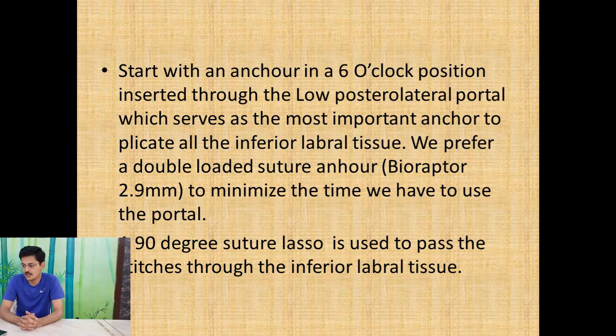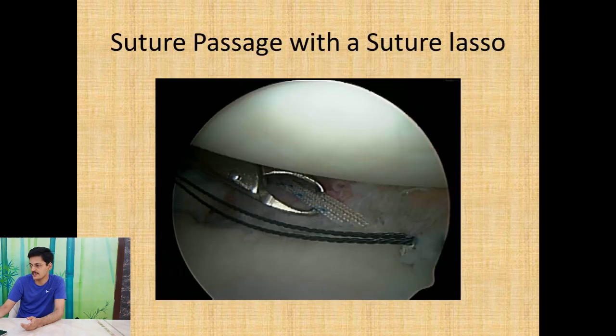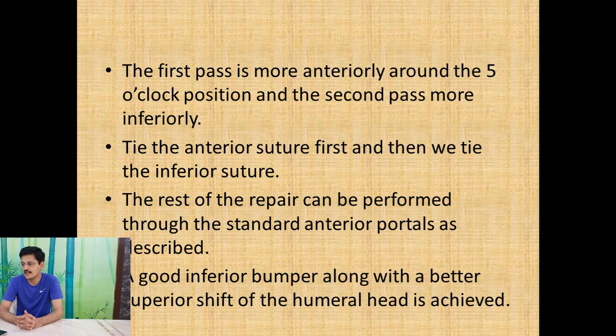A 90-degree suture lasso is best to pass the stitches through the inferior labral tissue. Now this is the suture passage with the suture lasso. The first pass is more anteriorly, around the 5 o'clock position, and the second pass is more inferiorly, so it gives a kind of inferior hammock effect. We tie the anterior suture first and then the inferior suture. The rest of the repair is similar to any other Bankart repair through the standard anterior portals.